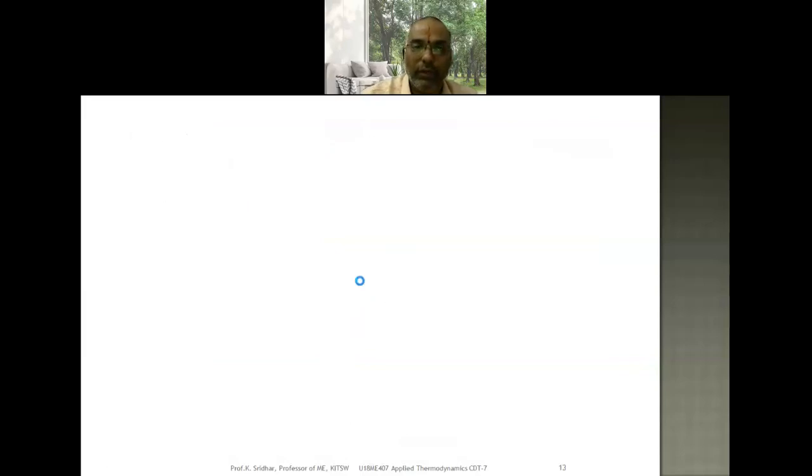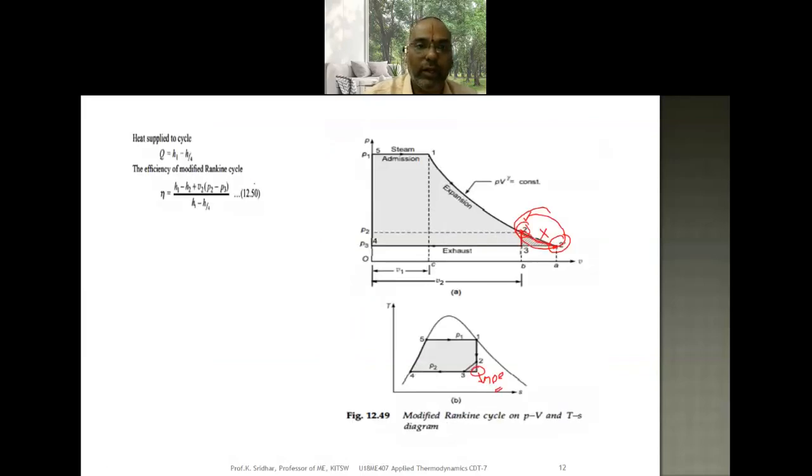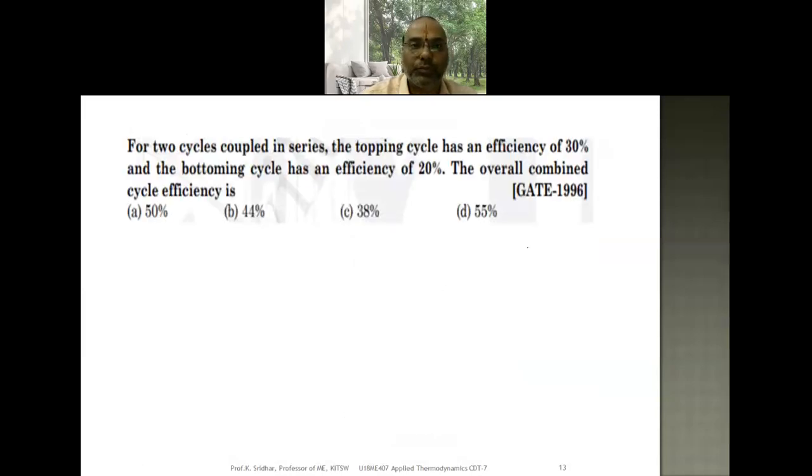The efficiency of the modified Rankine cycle is calculated using this particular formula. It is exactly similar to that of the Rankine cycle. The only change you can observe is here. Based on this input, you should now be in a position to solve some important questions given in previous GATE and IES examinations.